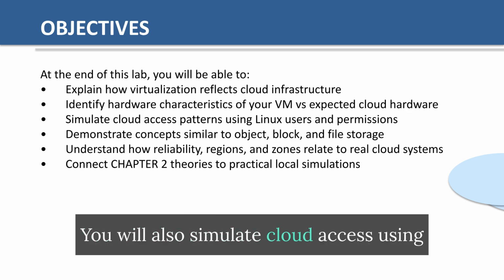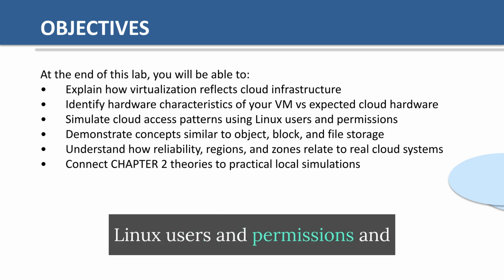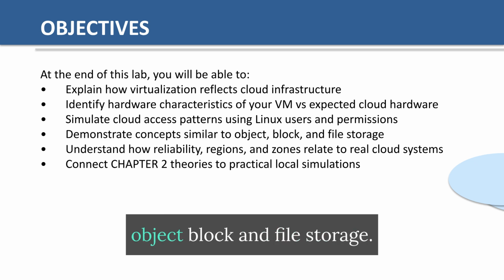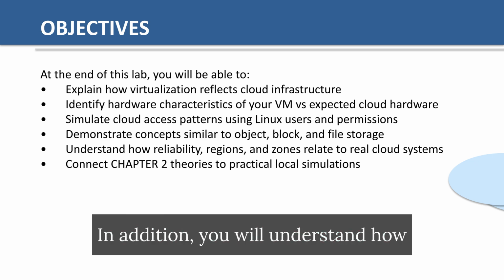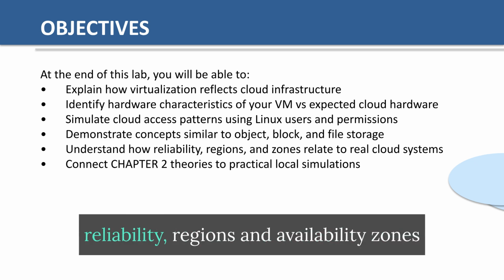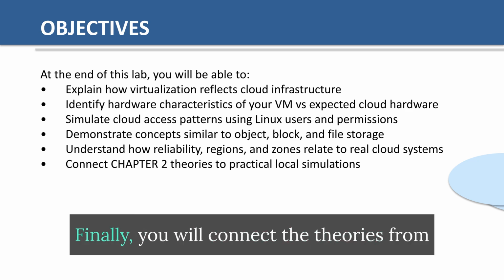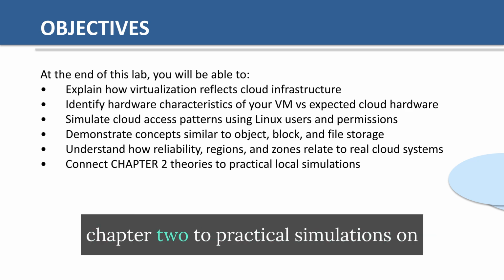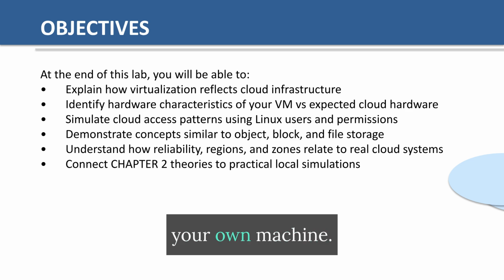You will also simulate cloud access using Linux users and permissions, and demonstrate the differences between object, block, and file storage. In addition, you will understand how reliability, regions, and availability zones work in real cloud systems. Finally, you will connect the theories from Chapter 2 to practical simulations on your own machine.